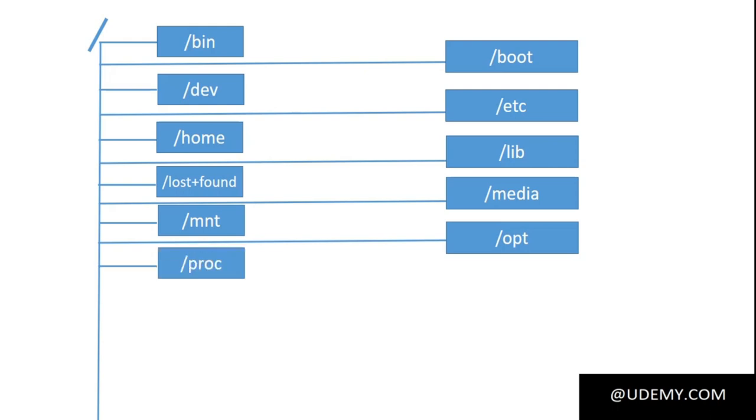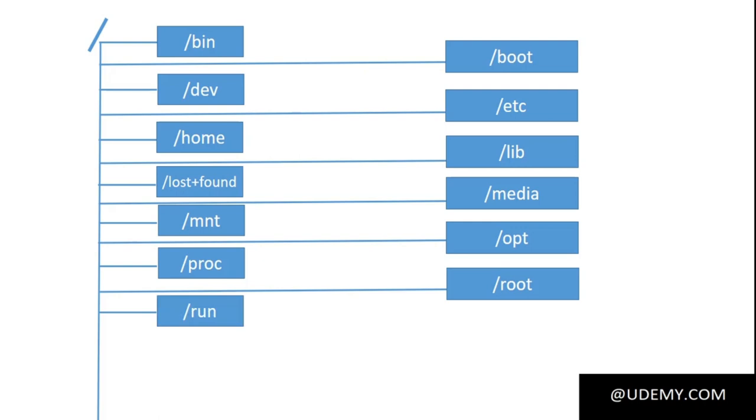/proc is maintained by the Linux kernel. Usually a user cannot touch anything in this folder. It is used by the kernel to run different processes. /root is the home directory of the root user. Don't get confused with the / directory. / and /root are two different things. / is the parent directory for all these directories, and /root is the home directory of the user root. If you are working as root, then /root is set as your default directory.